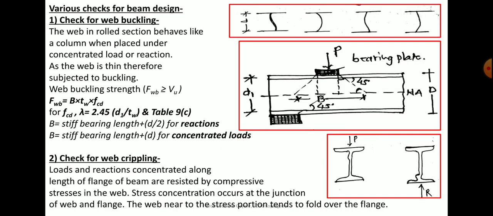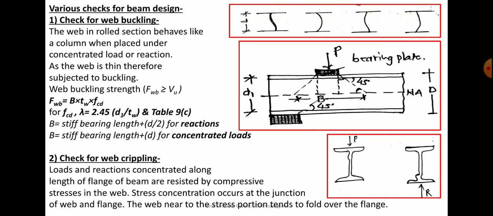Now next we are going to see what are the different checks required in case of your beam design. So initially, the first check is check for web buckling. In the sketch you can understand this is your regular rolled section, and these are the different types of deflected shapes of your web, at the center, at the bottom side, or at the top side. So likewise buckling of your web is there.